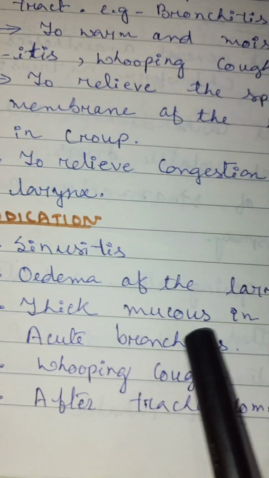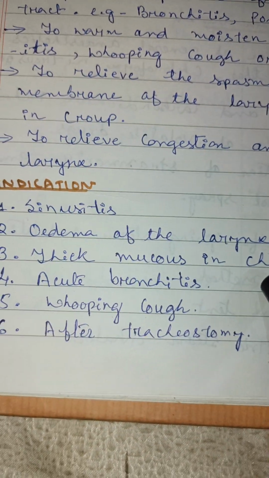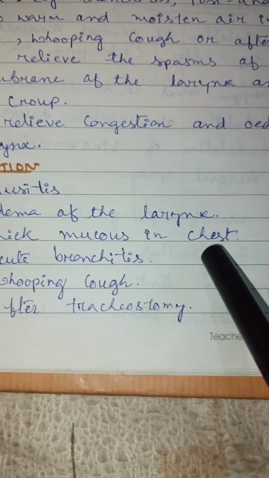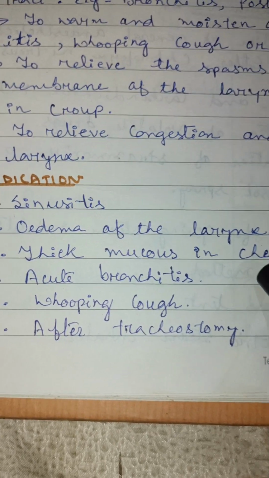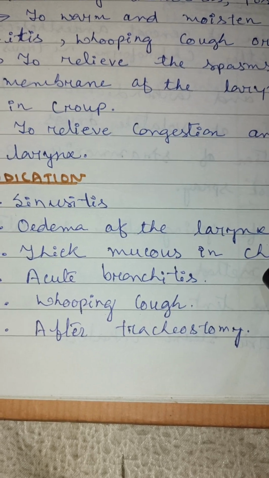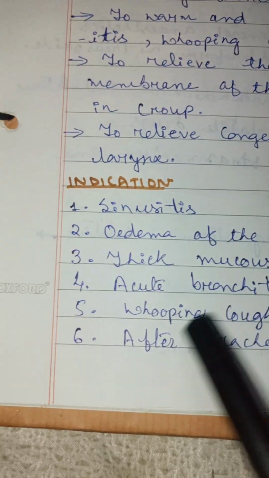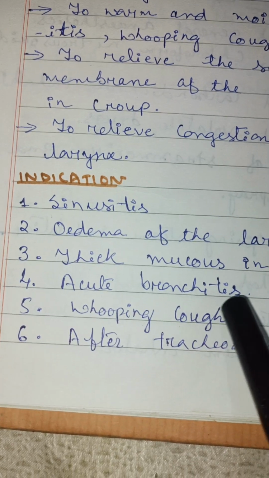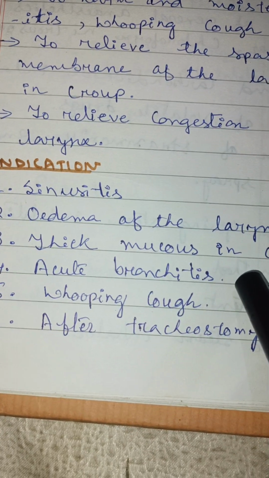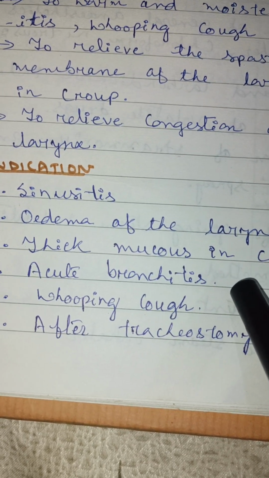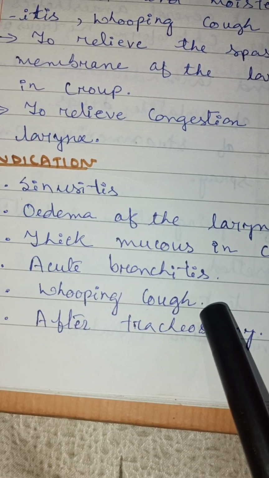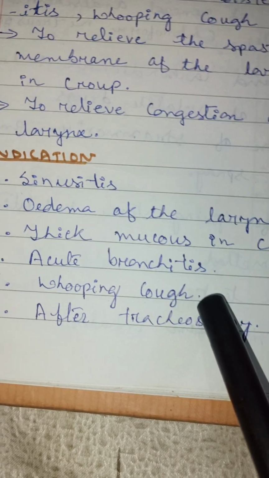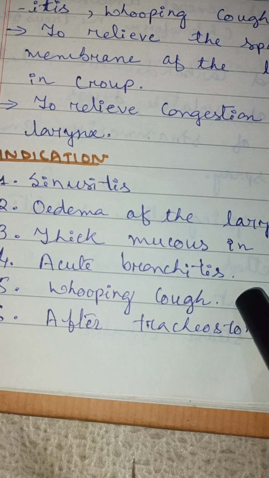Then next, thick mucus in the chest. When there is thick mucus collection in the chest, after giving steam inhalation, it will release that mucus from the chest or from the respiratory passage. Next indication is acute bronchitis. In case of acute bronchitis, steam inhalation is necessary. Next is whooping cough. The patient having whooping cough will get relief from that problem after steam inhalation.